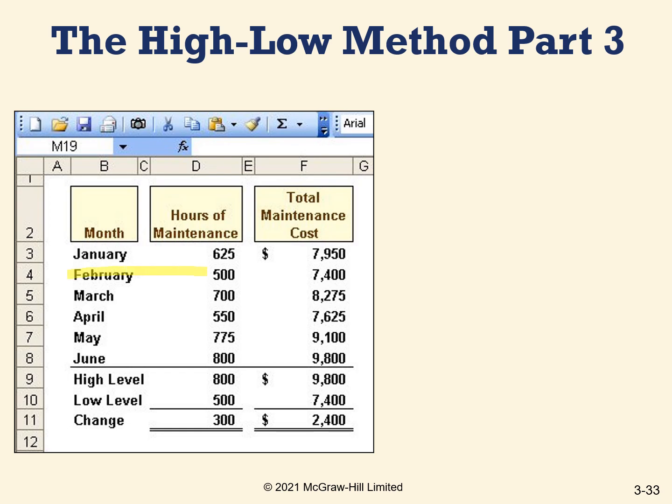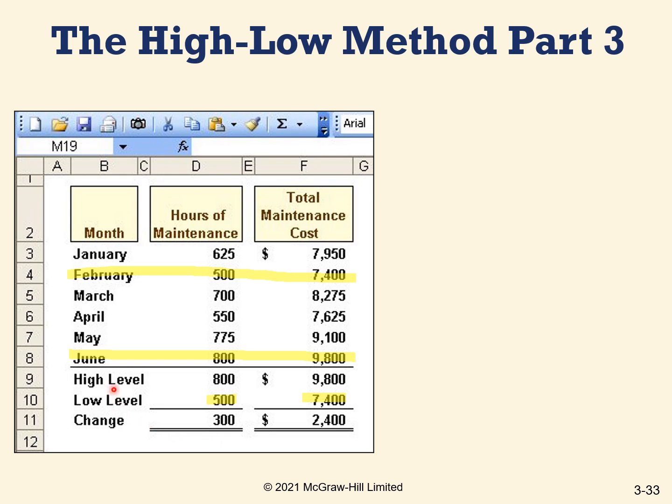So we had 500 hours of maintenance for its $7,400 total cost. You can see here our low level. And our highest month was in June. So in June, we had 800 hours of maintenance with a total cost of $9,800. So that is our first step. We identified our highest level and our lowest level. And now we're going to look at the change between them.